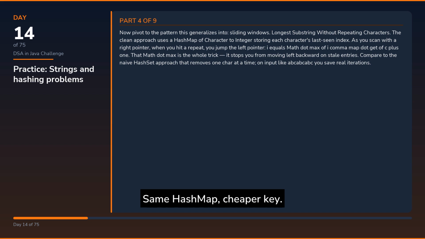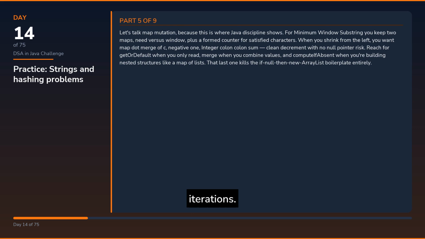real iterations. Let's talk map mutation, because this is where Java discipline shows. For minimum window substring, you keep 2 maps, need versus window, plus a formed counter for satisfied characters. When you shrink from the left, you want map.merge of c, -1, Integer::sum, a clean decrement with no null pointer risk. Reach for getOrDefault when you only read, merge when you combine values, and computeIfAbsent when you're building nested structures like a map of lists. That last one kills the if-null-then-new-ArrayList boilerplate entirely.